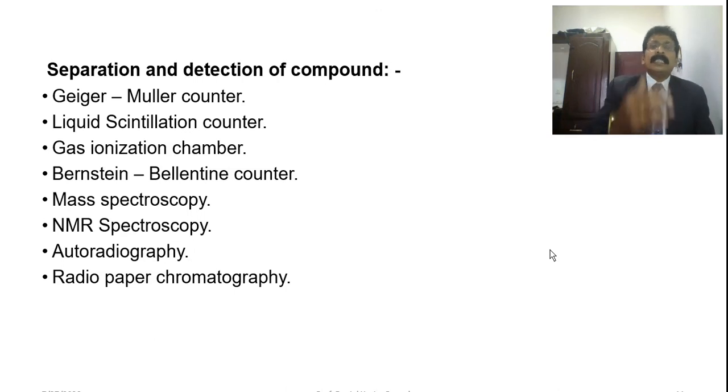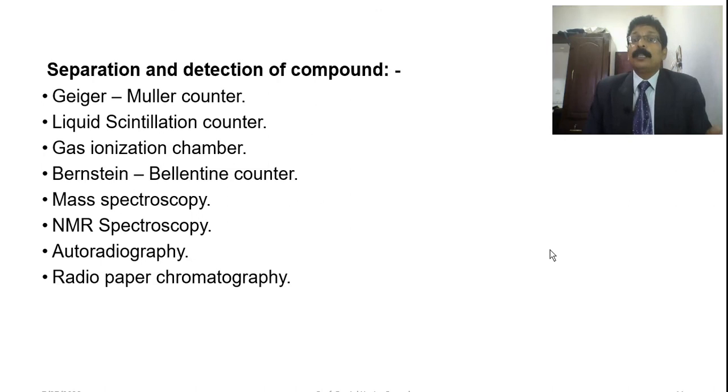And now you can see the list. Geiger-Müller counter, you might have studied in your earlier classes, which is used for identifying radioactive substances; isotopes can be easily identified. Liquid scintillation counter, you might also have studied in earlier classes. Gas ionization chamber. Bernstein counter, it is also one type of counter which can be used for radioactive isotope identification.